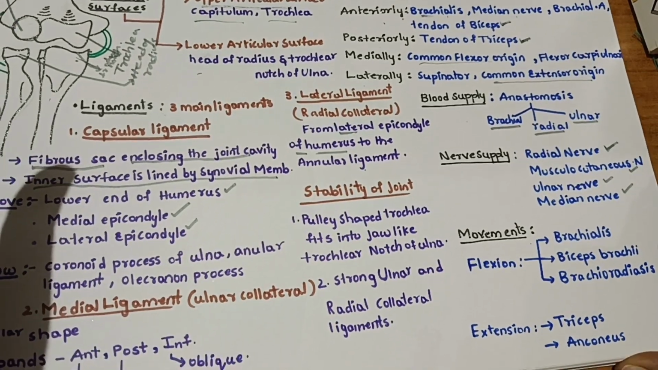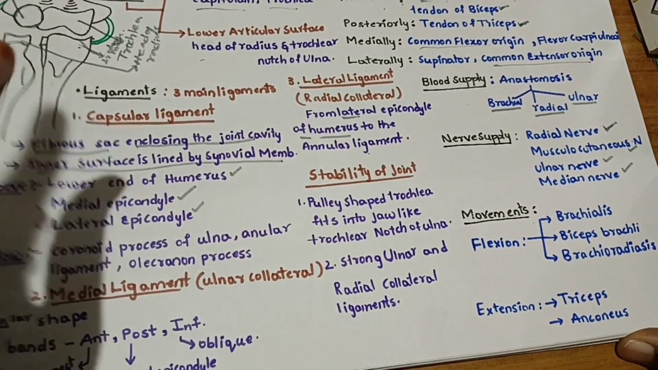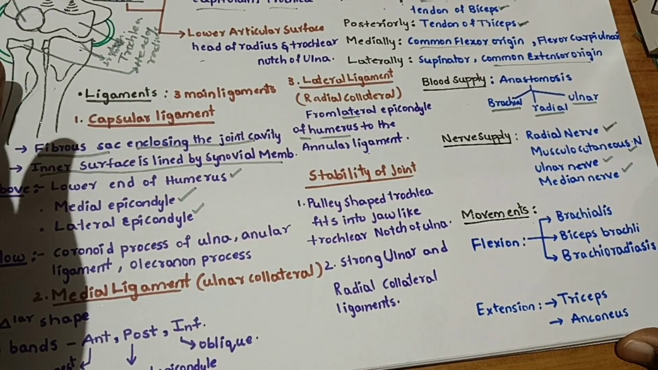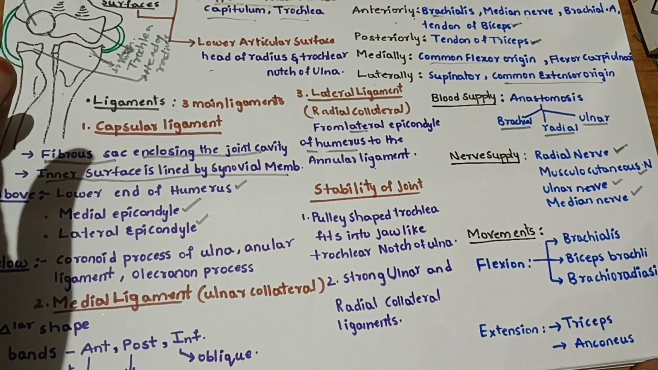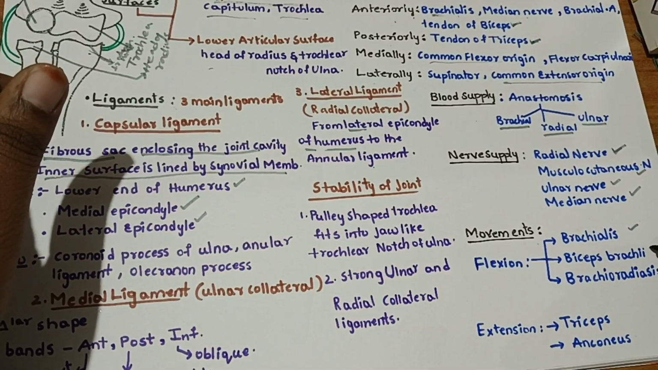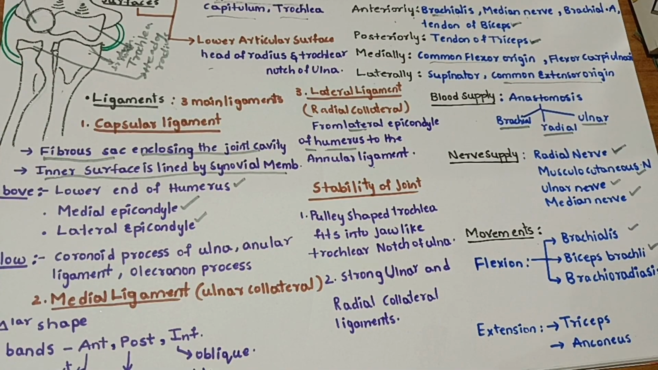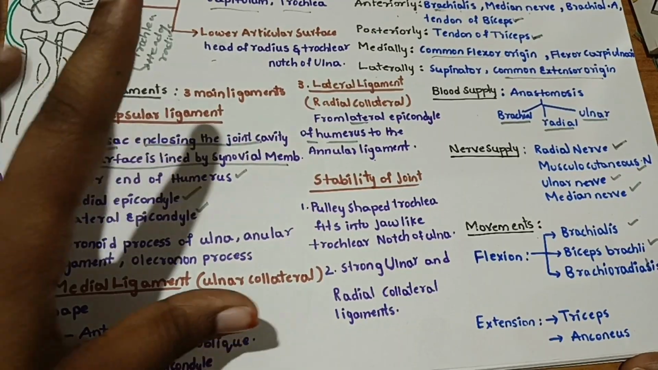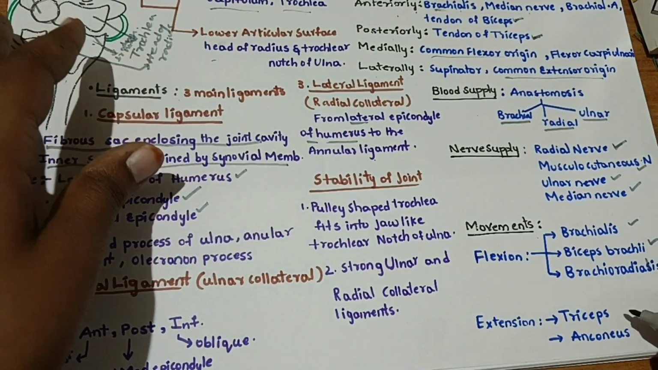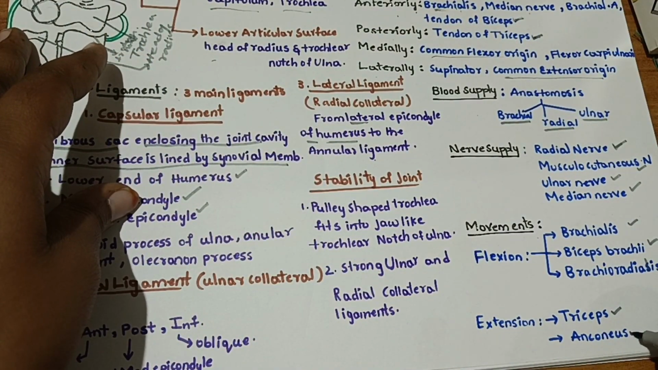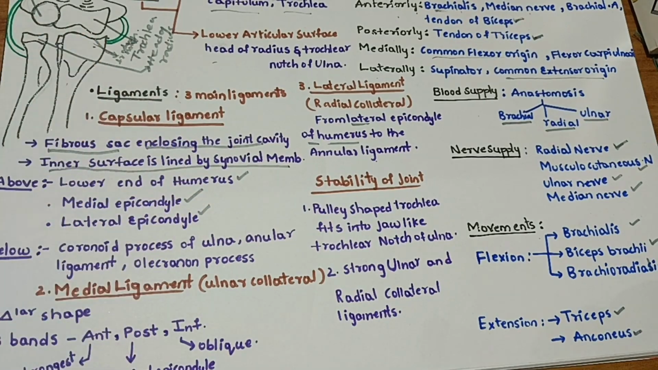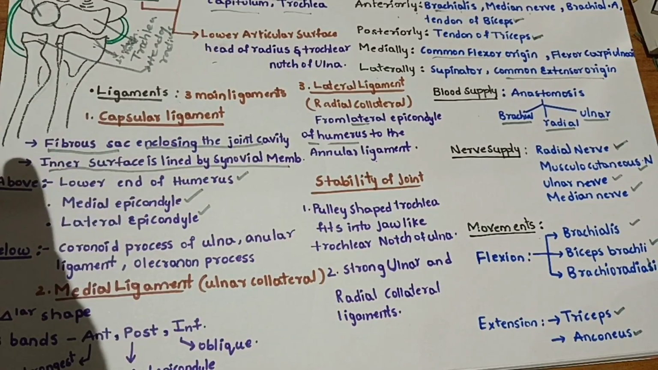What are the main movements of the elbow joint? There are two movements, flexion and extension. Flexion is done by brachialis, biceps brachii and brachioradialis. Extension is by triceps and anconeus. These are presented posteriorly. The posterior compartment is for extension, the anterior compartment is for flexion.